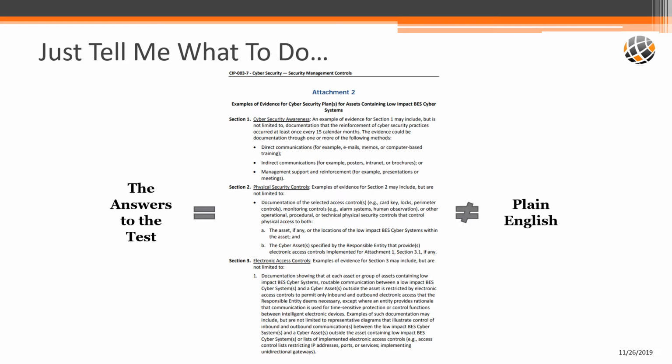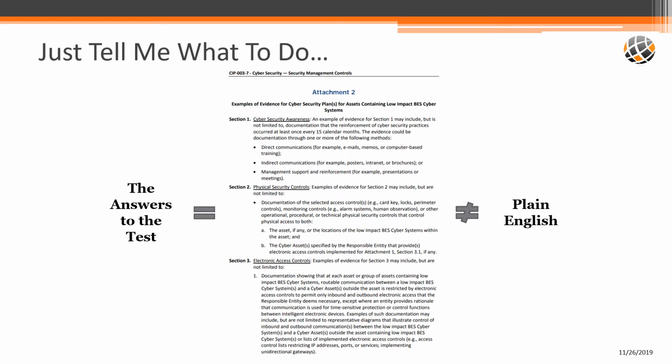Now, the problem here is, again, it's not always in plain English. We have a mix of lawyers and engineers writing these requirements. So while this is certainly a great place to start, and the RSAWs, which are used at audit, are another way to get the answers to the test, sometimes they're not very clear.